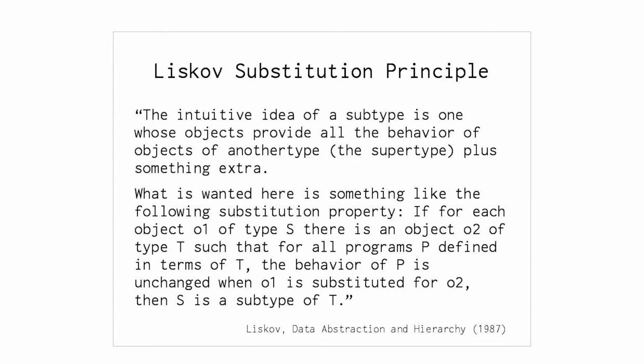So the first one started in 1987, and there's this excerpt from a paper where she says the intuitive idea of a subtype is objects who provide all the behavior of another type, the supertype, plus something extra. Just like how we had that gallery post that has to provide all the things of a post plus something extra. This was coined by a woman named Barbara Liskov in this paper of hers in 1987.